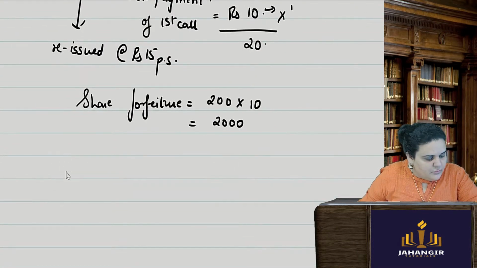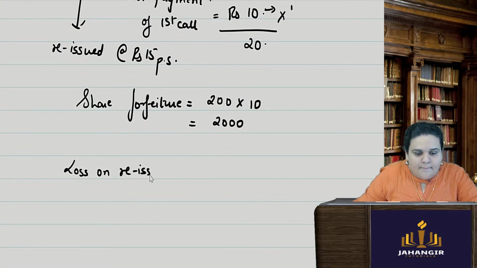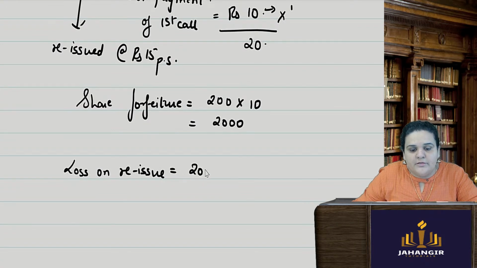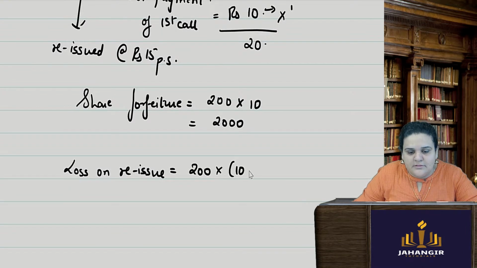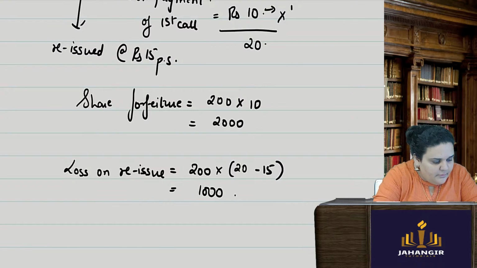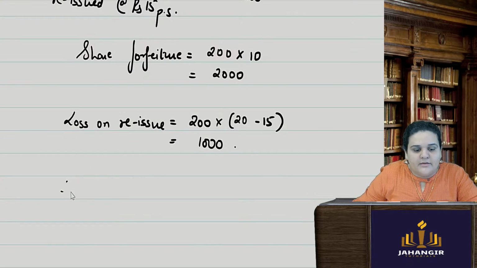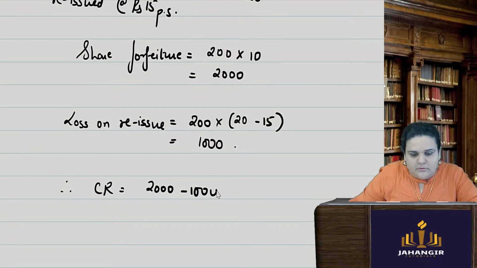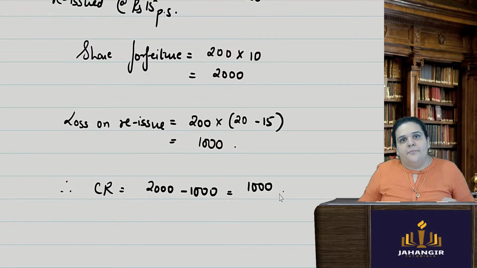Okay, loss on reissue. I'm going to reissue all the 200 shares, but at rupees 15. So my loss on reissue is 20 minus 15, because the called up value of the share is 20. So 200 into 5, that is 1000. Therefore, the amount transferred to the capital reserve will be 2000 minus 1000, which will be equal to 1000.